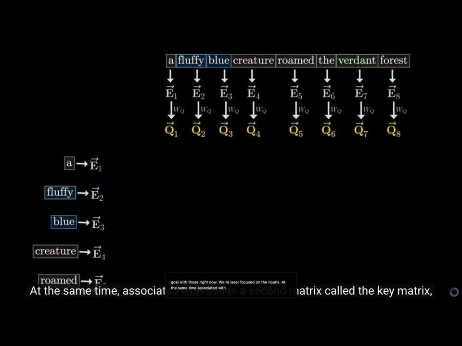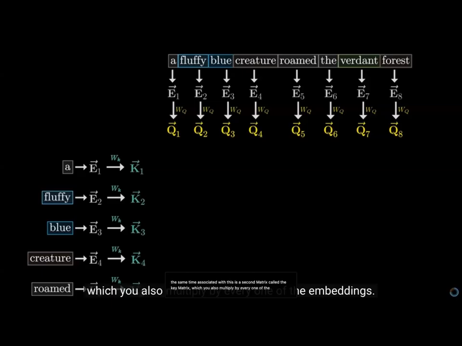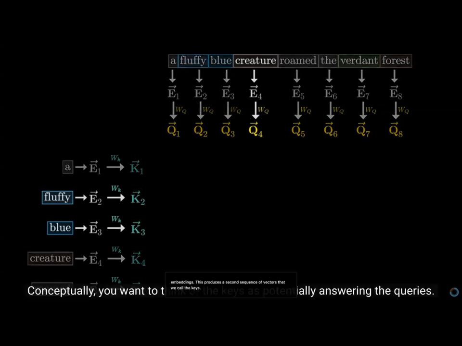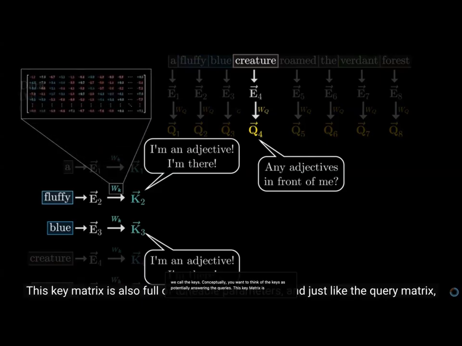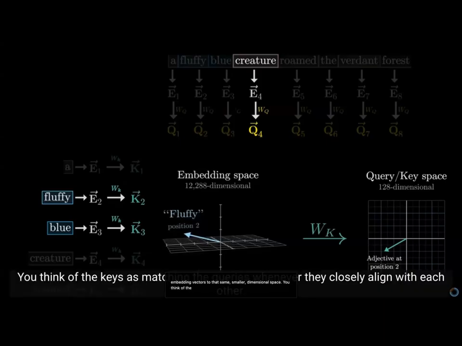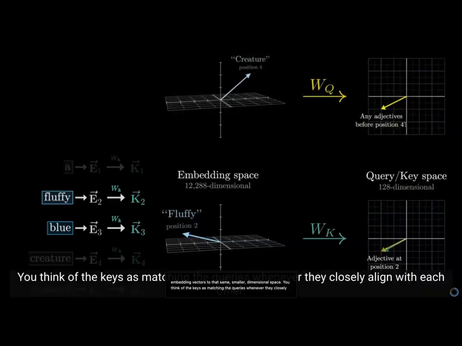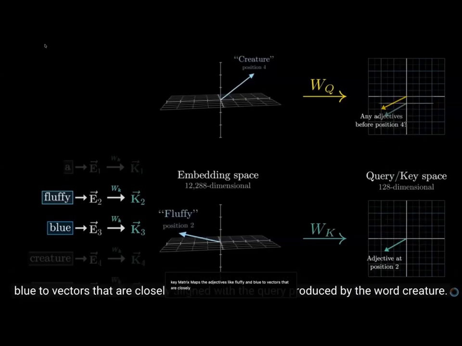At the same time, associated with this is a second matrix called the key matrix, which you also multiply by every one of the embeddings. This produces a second sequence of vectors that we call the keys. Conceptually, you want to think of the keys as potentially answering the queries. This key matrix is also full of tunable parameters, and just like the query matrix, it maps the embedding vectors to that same smaller dimensional space. You think of the keys as matching the queries whenever they closely align with each other. In our example, you would imagine that the key matrix maps the adjectives, like fluffy and blue, to vectors that are closely aligned with the query produced by the word creature.